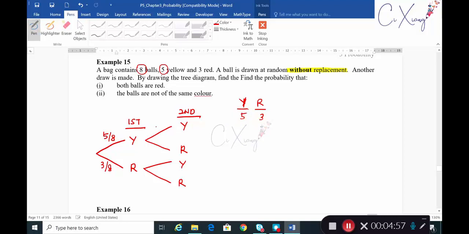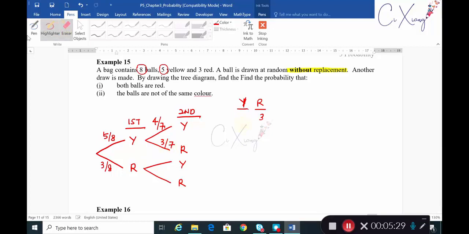Okay, now you want to fill in the probability for this value. Given that the first ball drawn is yellow, that means yellow now remains 4 only, and the total is only 7. So for the second ball, if you get yellow again, the probability will be 4 over 7.